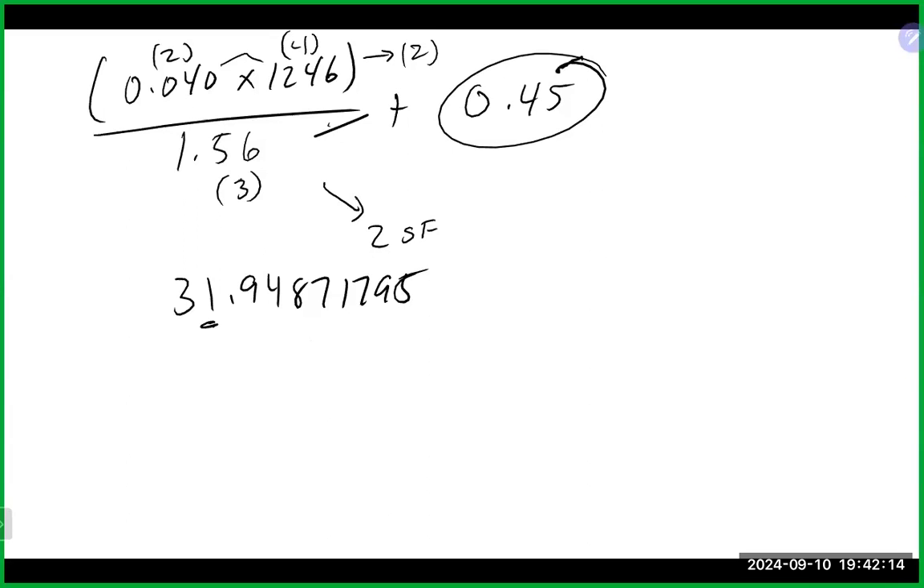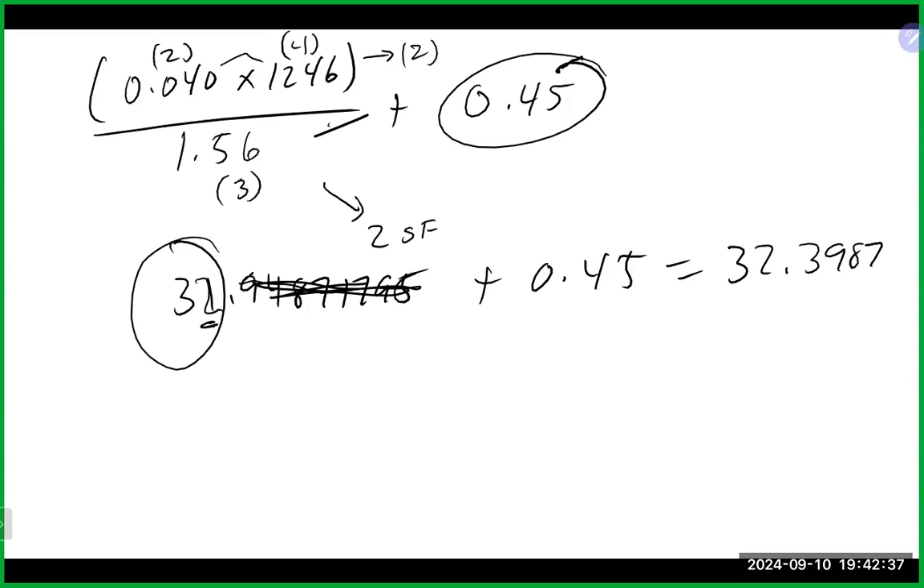So if I add that to my 0.45, I will end up with 32.3987 and so forth. Technically speaking, where should my number end? This guy really should be two significant figures, which means that is really a whole number, right? So now I'm taking a whole number plus two decimal places. My end result actually should be a whole number in this case. Any questions on that there? Yeah. So that will give you that.